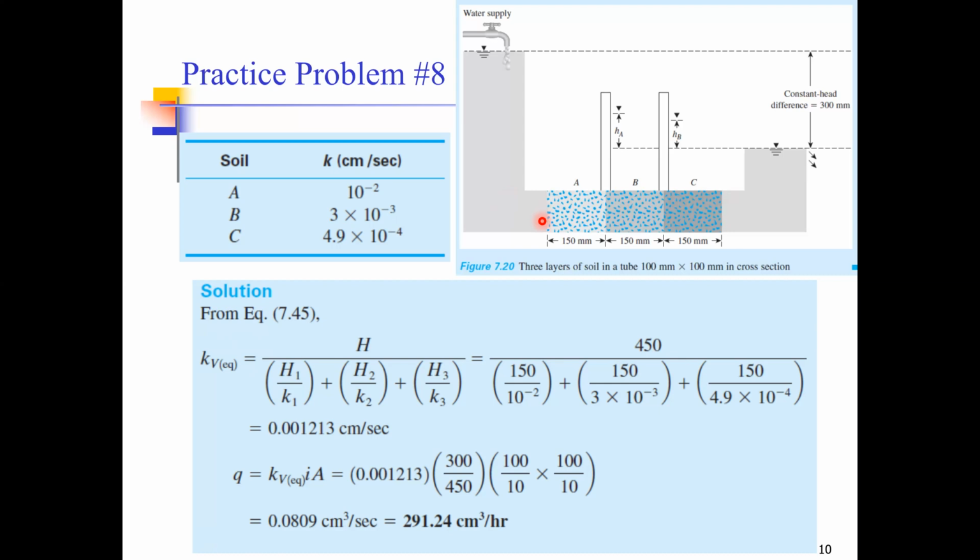So this H is the total distance over which the water has seeped through. So it is 450 millimeters. H1, H2, and H3 can easily be determined from this figure, so as K1, K2, and K3. You simply insert all the values here, and you can get the value of discharge.